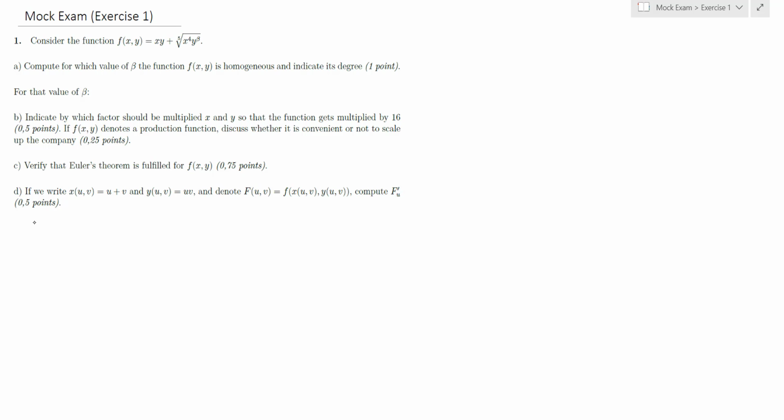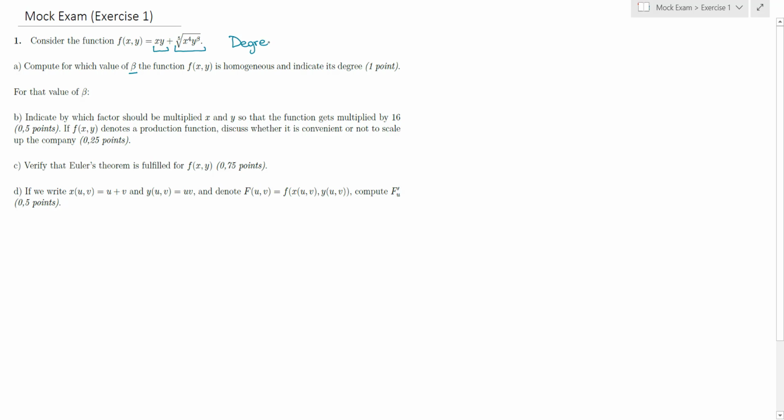So we have this function f, which is the product of x and y plus the fifth root of x to the fourth and y to some parameter beta. And the first thing is that we have to compute the value of beta so that the function is homogeneous. Okay, first of all, for a function to be homogeneous, all its terms must be of the same degree. And since we have here something which is clearly of degree 2, because it's the product of two variables, we need these to be also of degree 2.